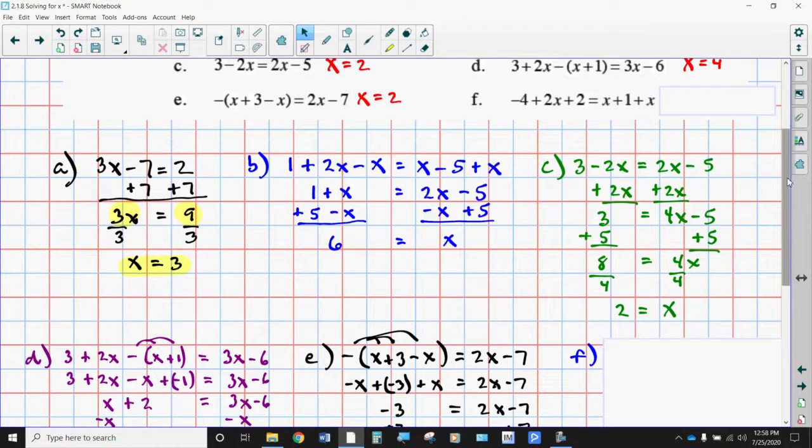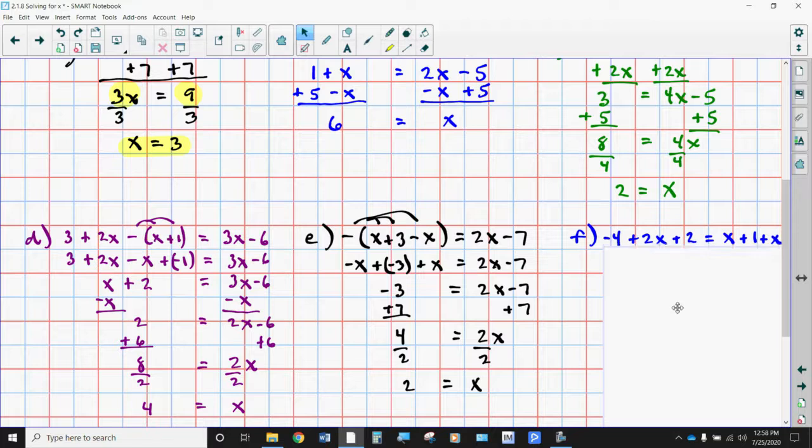And for the last problem, let's start by combining like terms. 2x's don't have anyone else to combine with, but the negative 4 and the 2 make negative 2. So I can write that as 2x plus a negative 2 or 2x minus 2. And here, combine like terms, you get your 2x's plus your 1. So now, generally what I like to do is collect my x's on one side.